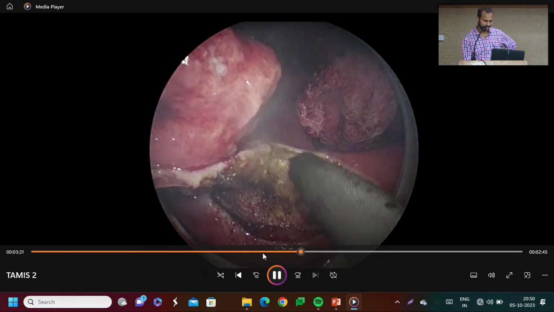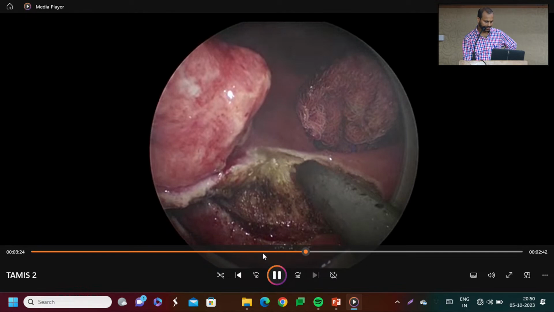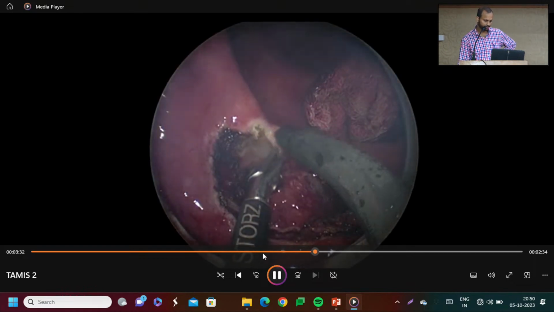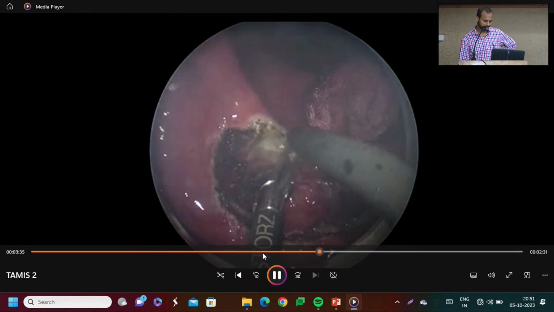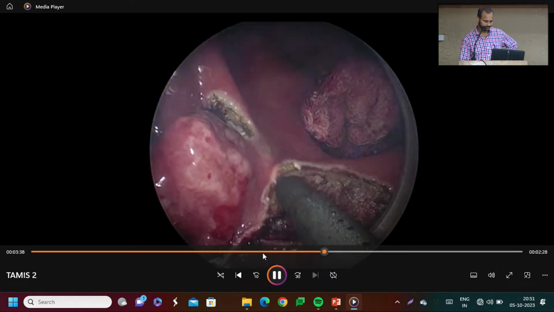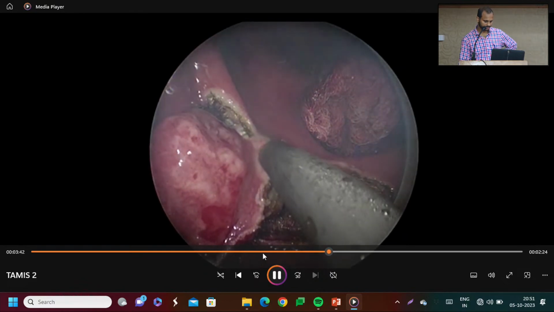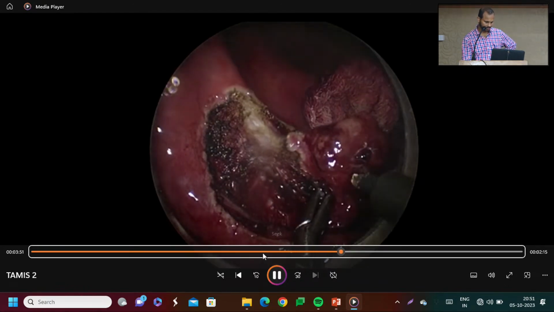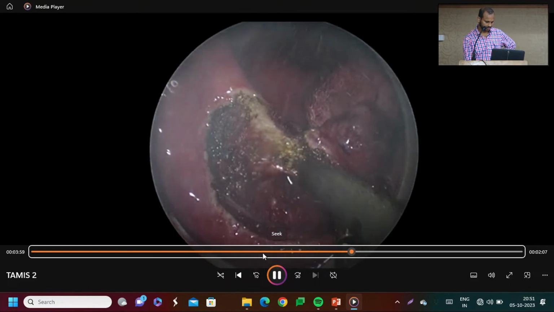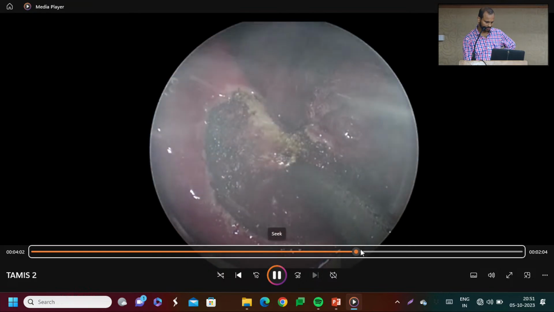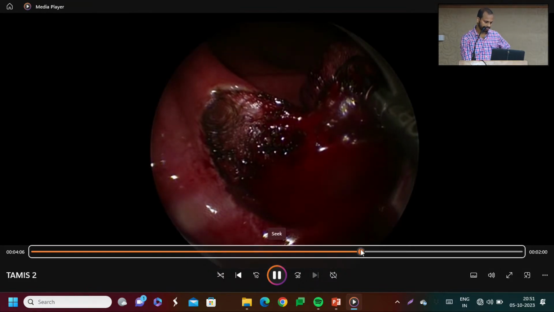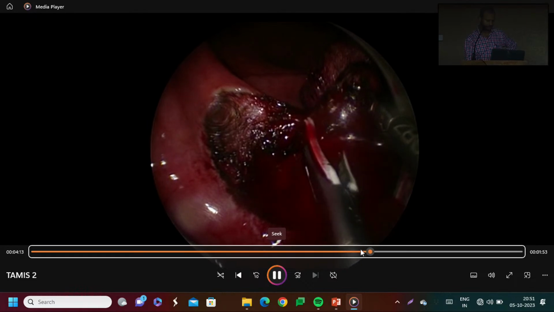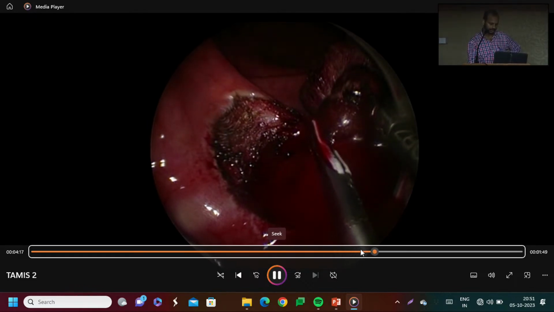Coming to the last mucosal attachments. So this specimen is coming along with the mucosa, submucosa, and the muscularis propria. That is the full rectal wall. As you know, there is no serosa for the rectum. So again, there was a bleeding from the pedicle, which I controlled with the LigaSure.